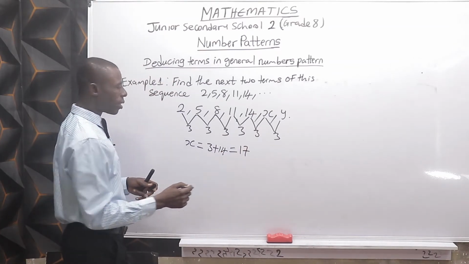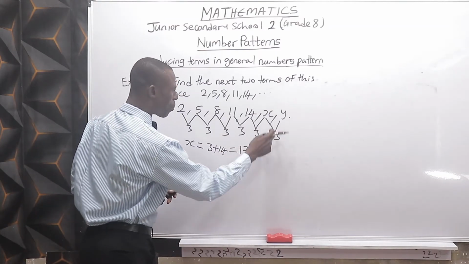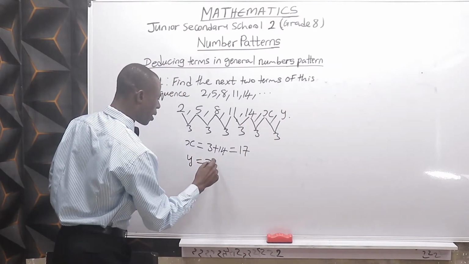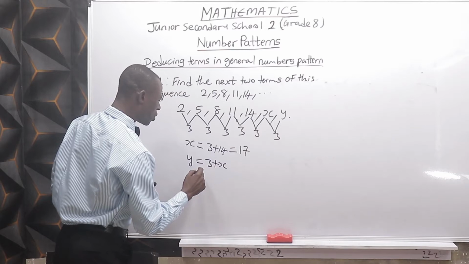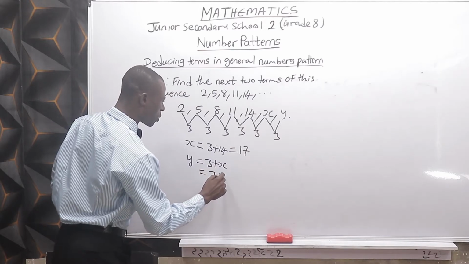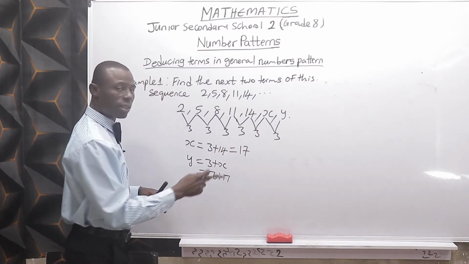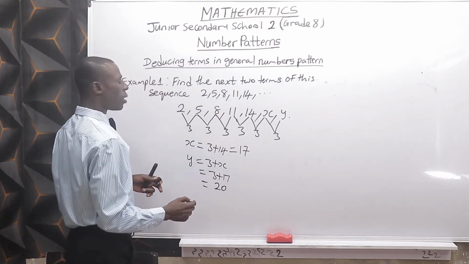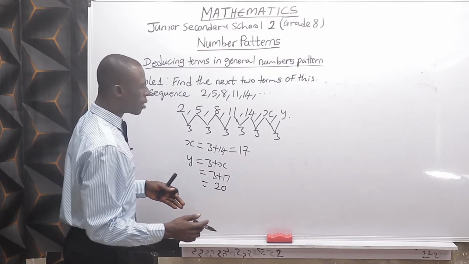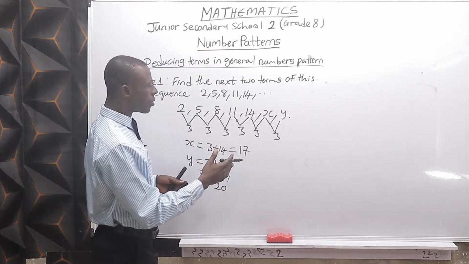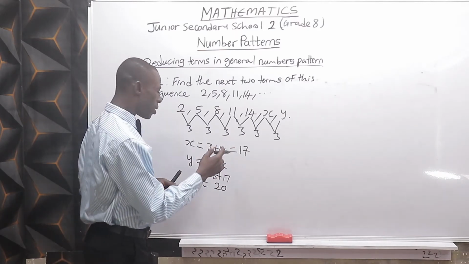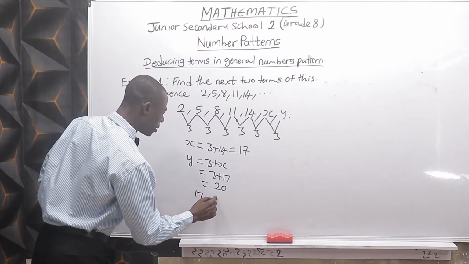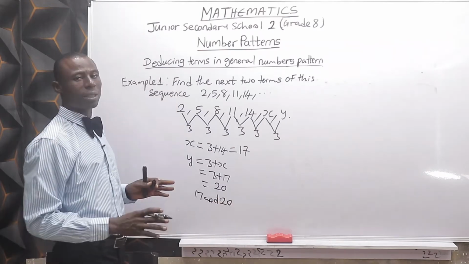That is X. What is Y? 3 plus X is Y. Y is 3 plus X, which is 3 plus 17, because X is 17 up there, which is 20. So the next two terms are 17 and 20, and that is that.